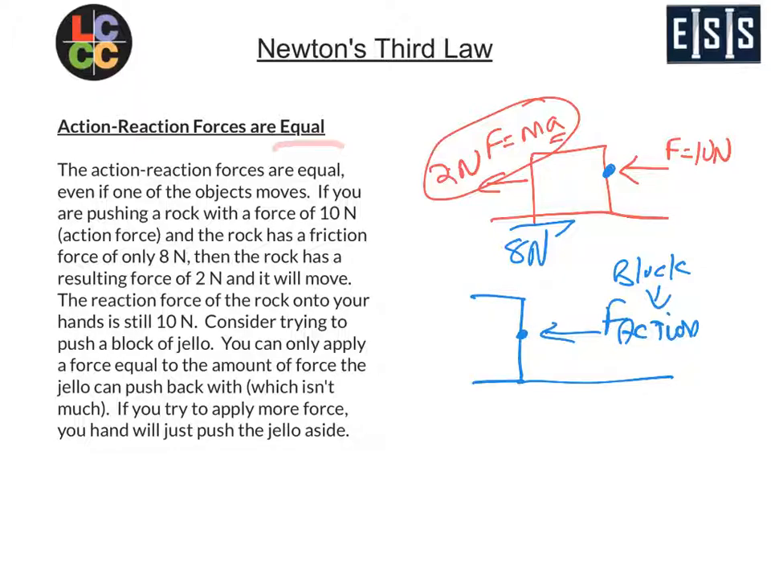The block is feeling a force of action of 10 newtons, but the block is pushing back at 10 newtons. And so the person is feeling that force of reaction of 10 newtons. So even though the block is moving and you're overcoming the 8 newtons of friction, and the block is moving based on that extra 2 newtons of force that you're applying, the reaction force that you're feeling back is 10 newtons.